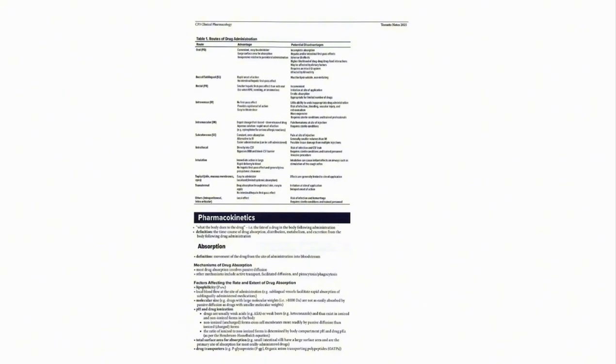The first factor is lipophilicity or lipid solubility. Drugs that are more lipid soluble cross cell membranes much more easily because cell membranes are composed primarily of phospholipids. Therefore, lipid-soluble drugs are generally absorbed more rapidly than water-soluble drugs.